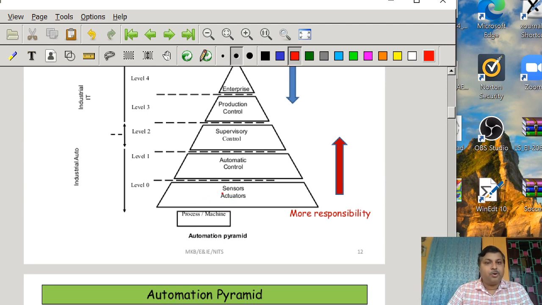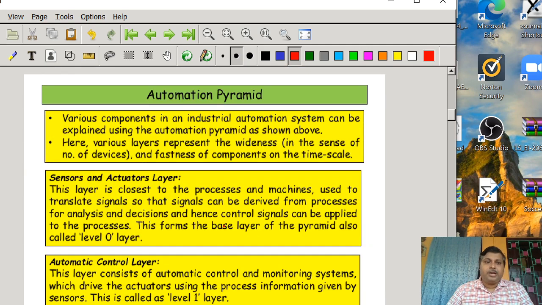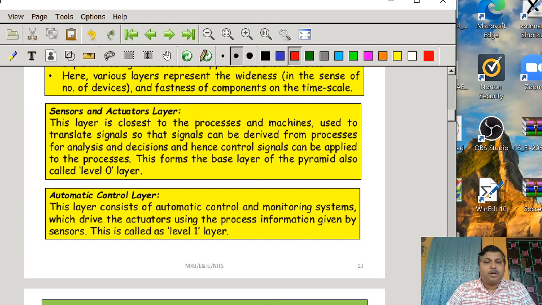Now this level 0 has the sensors and actuators. What are the sensors doing? The sensors are going to interact with the process and machines, and they are going to collect the data or the measured value, and that measured value is going to be sent to level 1, which is used by the automatic controller. Now the automatic controller, based on this data or measured value, is going to produce some control action. Then that control action again comes to level 0, where it is executed through the actuators to the process. Okay, now the next level is the automatic control layer.